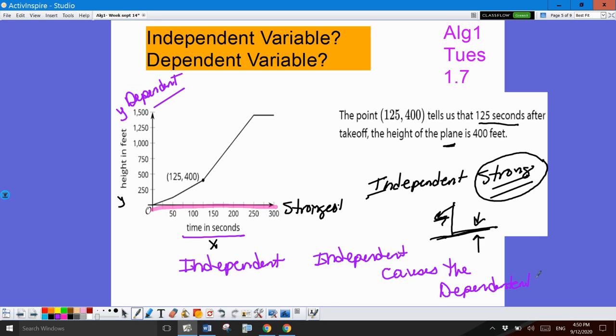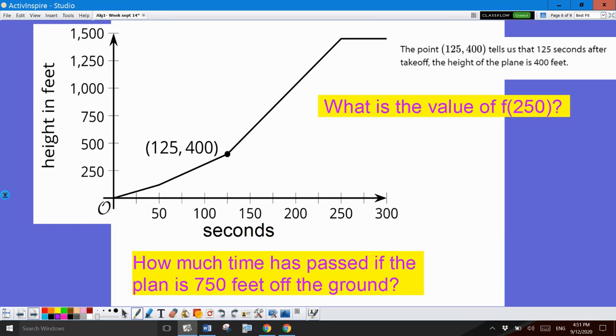Okay, and what I mean by that is as time happens, the plane gets higher in the air. The height doesn't happen before the time happens. The time happens, which allows the plane to go higher in the air, okay? So one will cause the other. Independent causes dependent. Okay, so then let's take a look at this graph and see if we can do some reading of it.